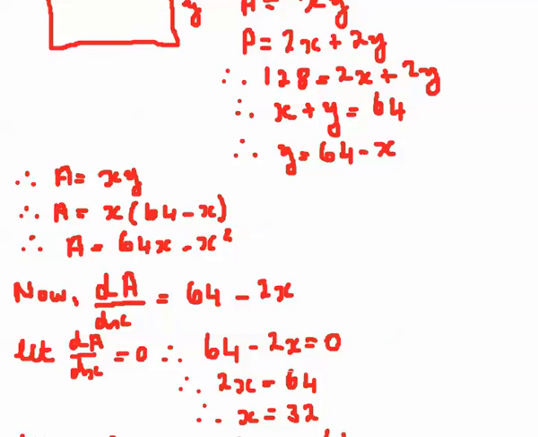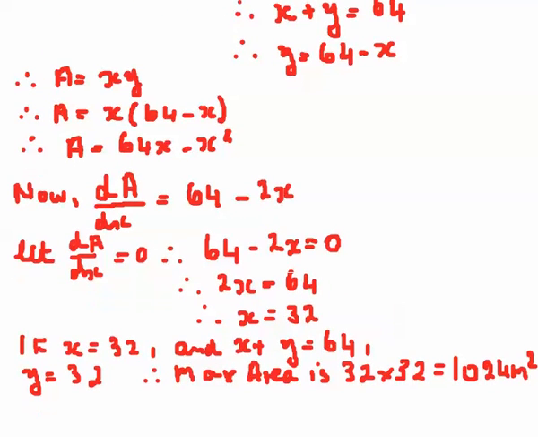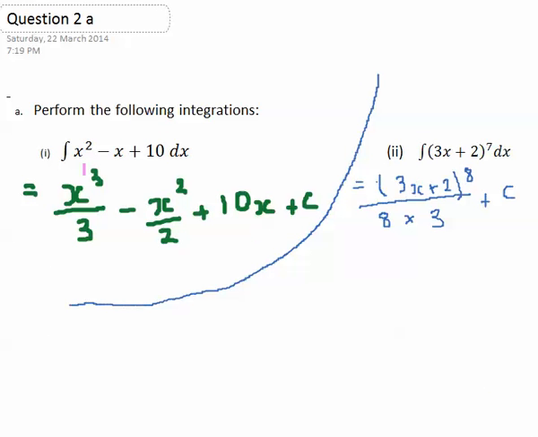Therefore, x equals 32. Now if x equals 32, and we noted above that x plus y equals 64, there it is right up the top of the screen, y must equal 32 as well. Therefore the maximum area, remember the area of our rectangle is just x times y, is 32 times 32, which equals 1024 metres squared. Question 2a, some fairly basic integrations.